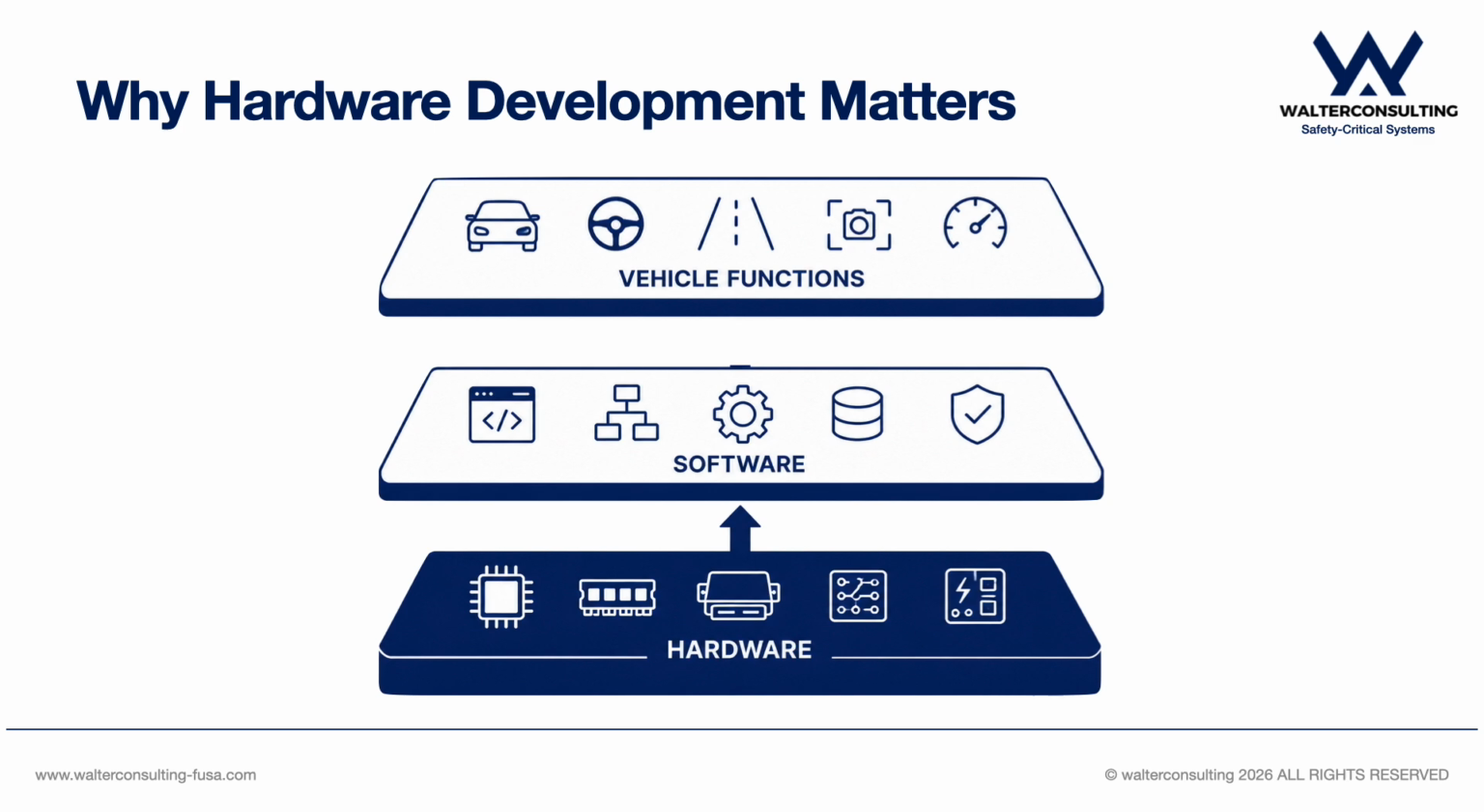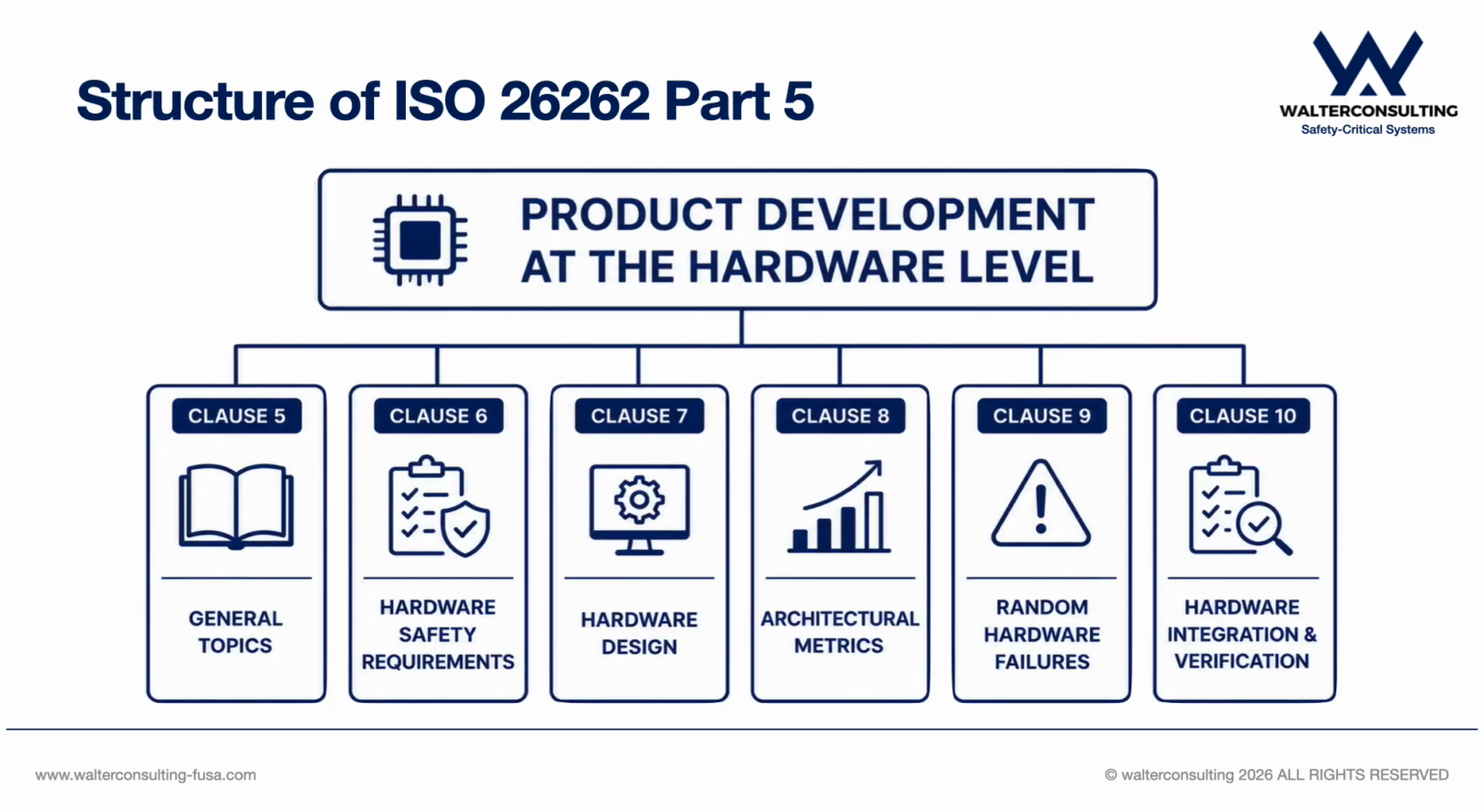To understand how this is achieved, let's look at the structure of Part 5. Part 5 consists of 6 major activities. It begins with general topics that establish the framework for hardware development. Next, hardware safety requirements are specified. These requirements guide the hardware design. The architecture is then evaluated using hardware architectural metrics. Potential random hardware failures are analyzed. Finally, the integrated hardware is verified before development continues. Let's begin with the general framework that supports these activities.